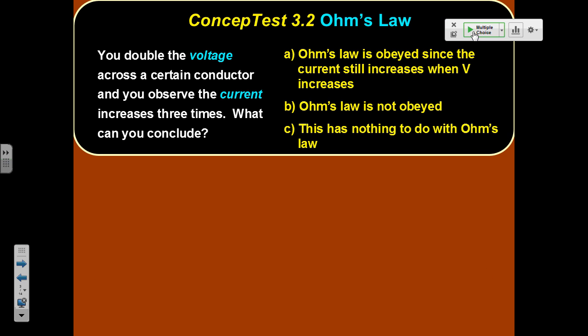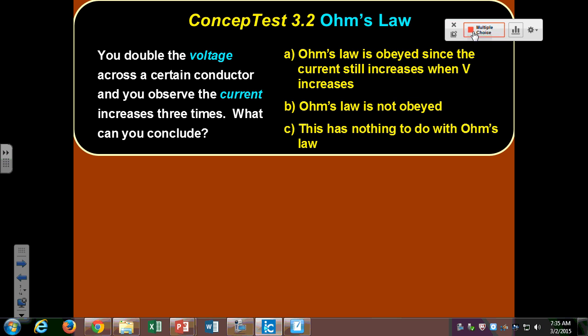Oh shoot, we haven't got... This is good. You double the voltage across a certain conductor, and you observe the current increases 3 times. Which of these can you conclude? Is Ohm's law obeyed? Ohm's law is not obeyed, or it's not relevant?